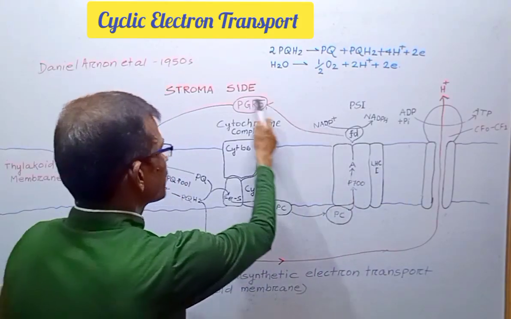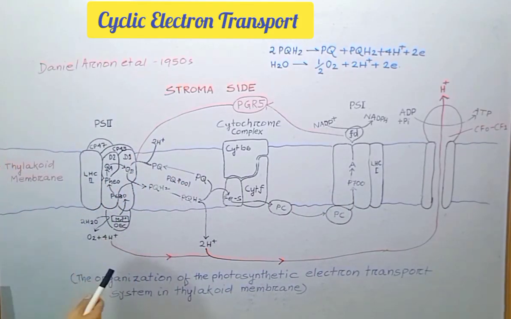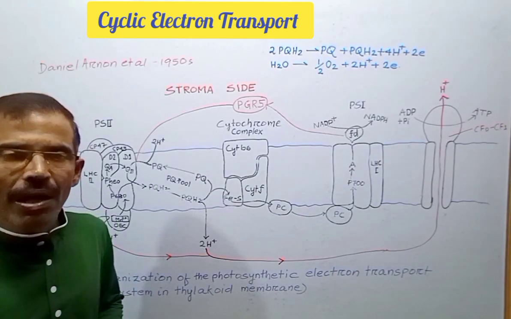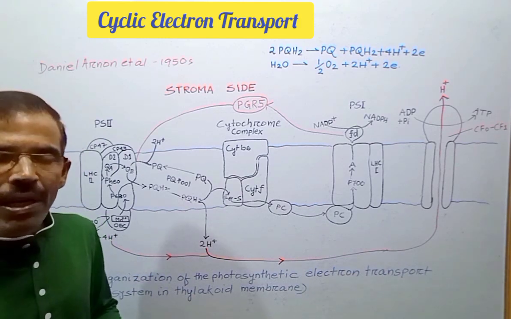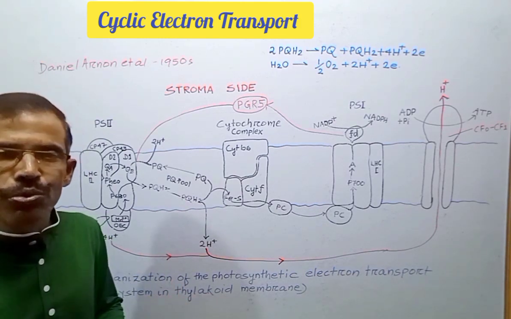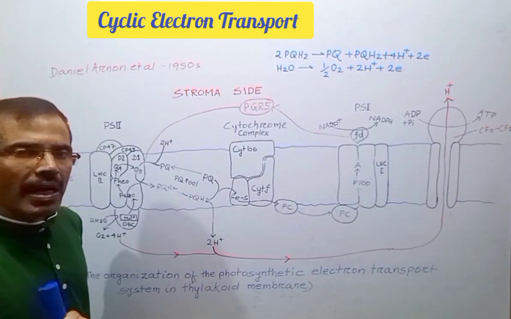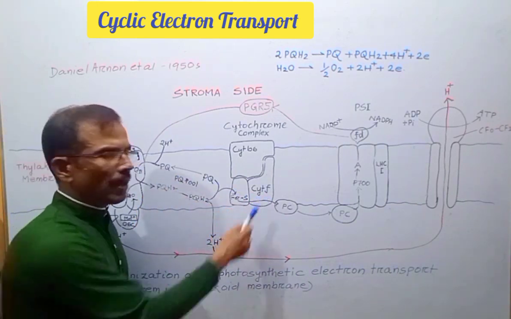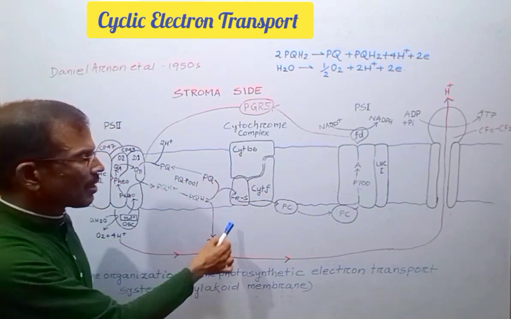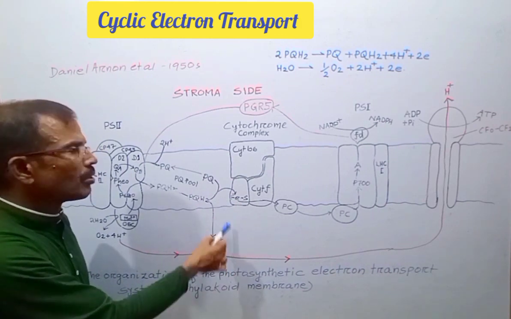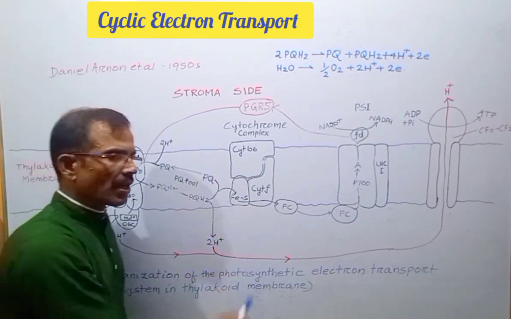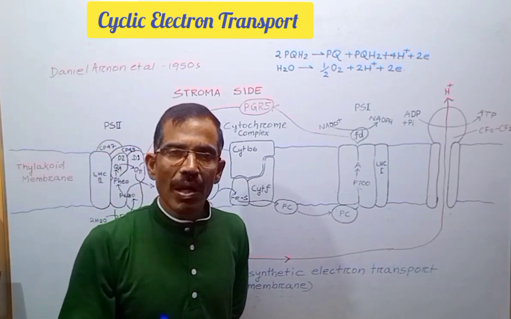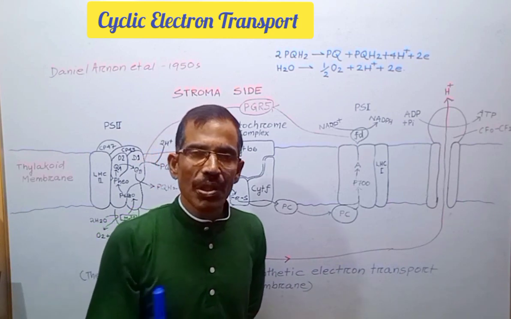In this process, there is no photolysis of water, so in cyclic electron transport, there is no release of molecular oxygen, and also NADP+ is not reduced to NADPH. As these electrons also pass from plastoquinone to the cytochrome complex, cyclic electron transport also contributes to the establishment of the proton gradient, which drives the synthesis of ATP in accordance with the chemiosmotic hypothesis.